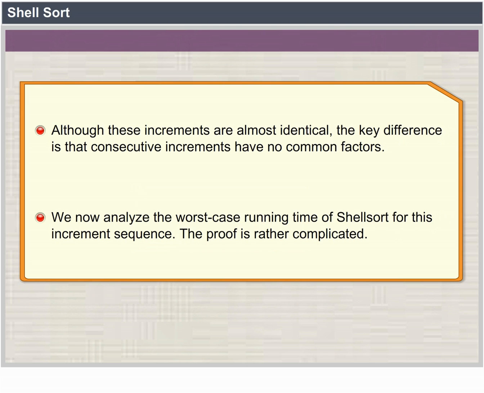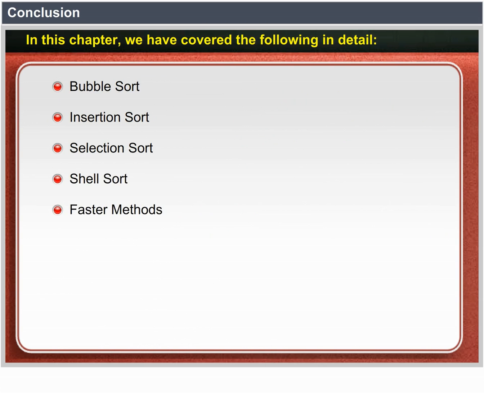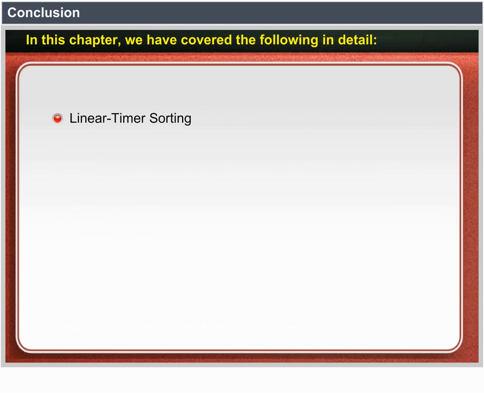Conclusion. In this chapter, we have covered the following in detail: bubble sort, insertion sort, selection sort, shell sort, Fibonacci methods, tree sort, heap sort, merge sort, quicksort, linear time sorting, counting or enumeration sort, radix sort, and bucket sort.